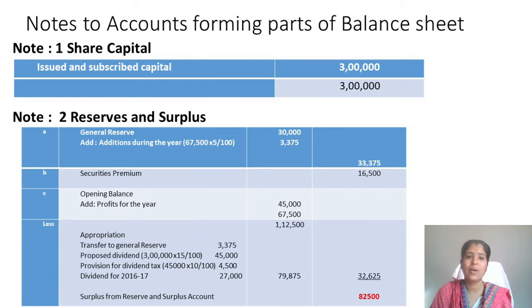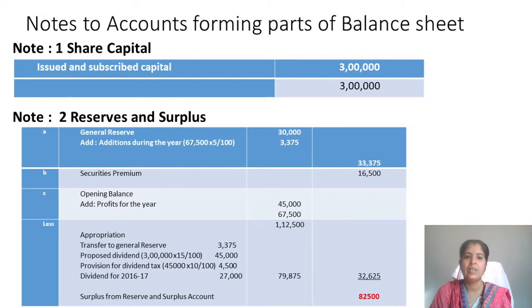Now surplus value: the opening balance is 45,000, given in your trial balance. Profit for the current year is 67,500. Total 1,12,500. Now less appropriation. Transfer to general reserve. Already we have transferred 3,375 from profit only. So 3,375.